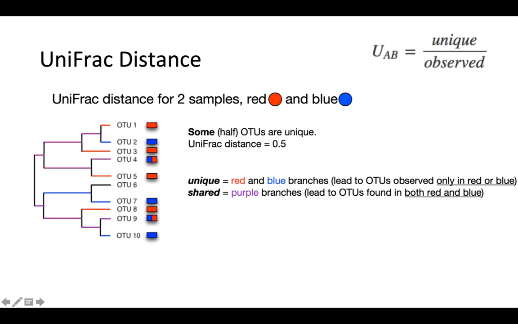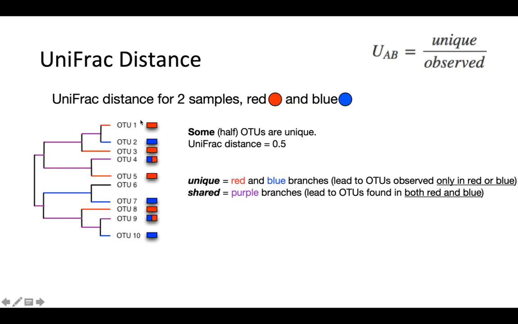So here's a more realistic example. I gave you the two extremes where everything is shared and nothing is shared. So let's look at something that you might actually see in a real example of a microbiome. So in this case, we have our 10 OTUs again, and some of them are unique, like OTU number 1 is unique to red, OTU number 2 is unique to blue, but some of them are shared. OTU number 4, for example, showed up in both the blue and the red samples. So for OTU number 4, this branch is purple.